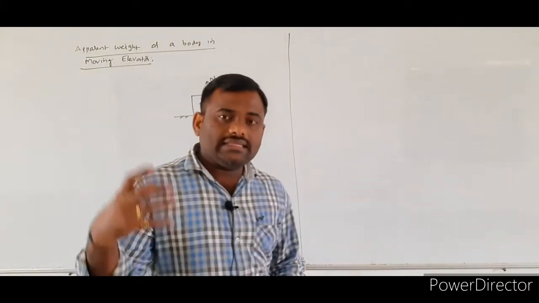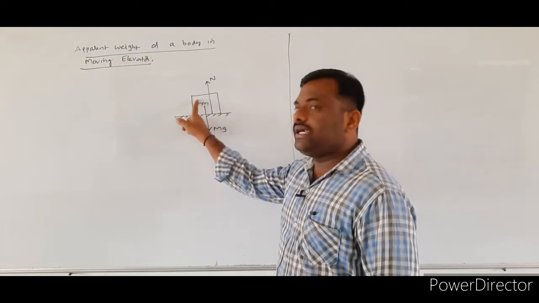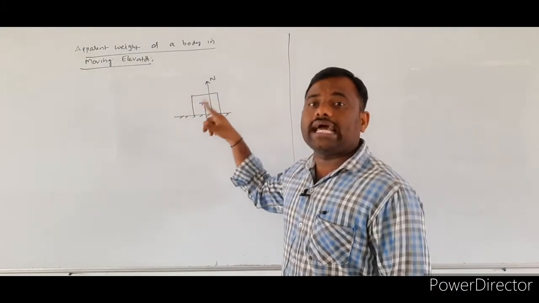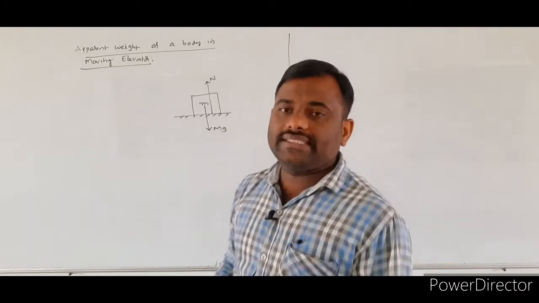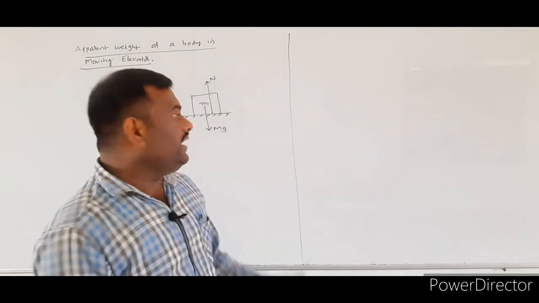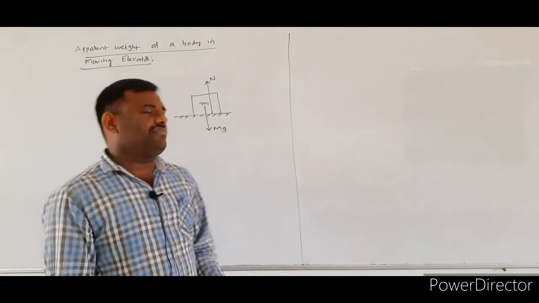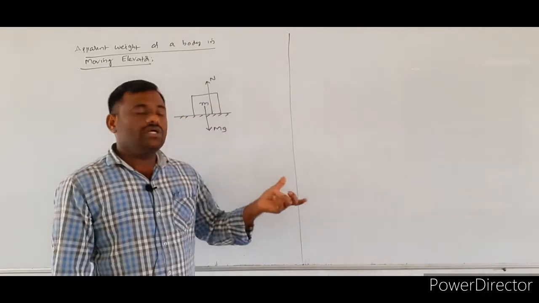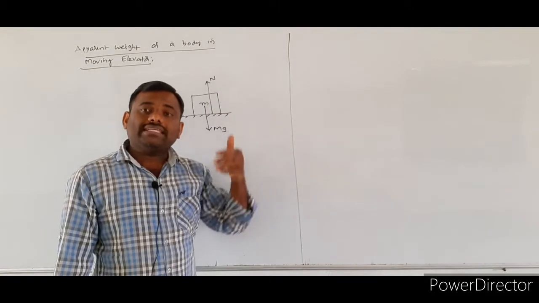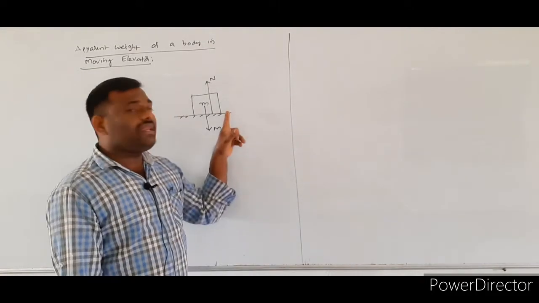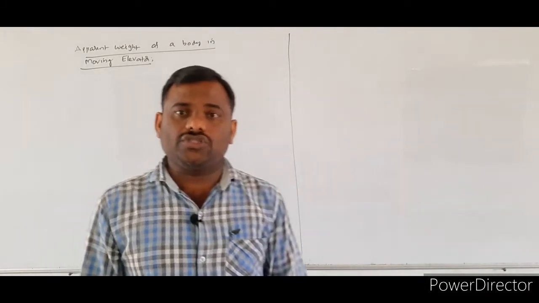Here the weight is measured with respect to whom? The weight is measured with respect to the given contact surface, so the weight of the body depends upon the state of the contact surface. If the surface is at rest, its weight is nothing but the normal reaction. Whenever the surface is in motion, the normal reaction value changes. As a result, the apparent weight also changes.